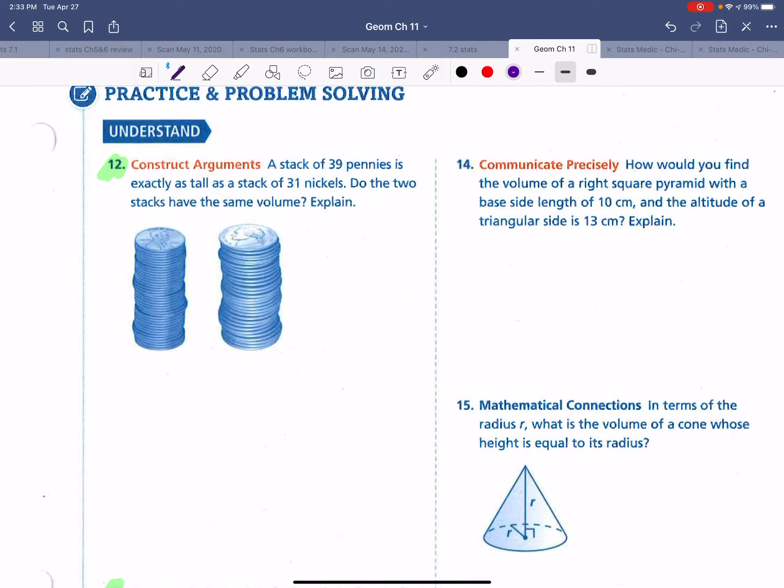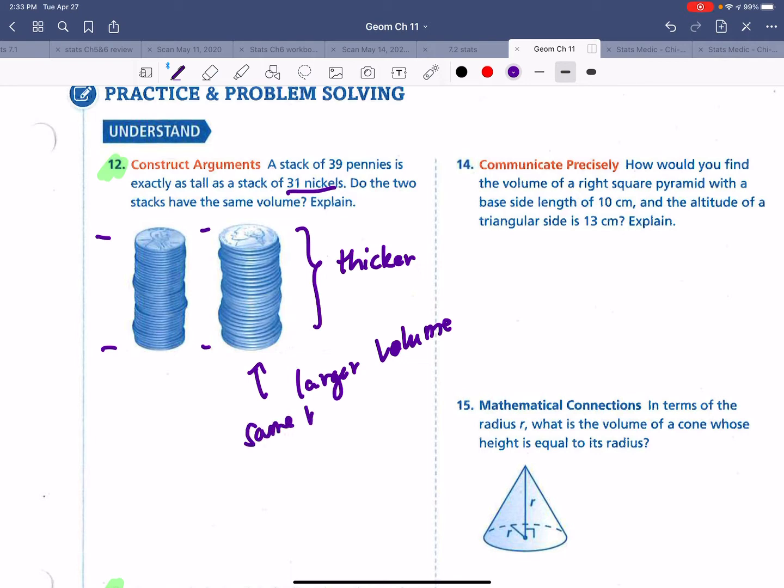So number 12 says, a stack of 39 pennies is exactly as tall as a stack of 31 nickels. Interesting. Nickels must be a little bit thicker because we're saying these heights are the same. Do the two stacks have the same volume? So no, this has to be a larger volume because you're saying they're the same height, but this one's radius is bigger. Right?